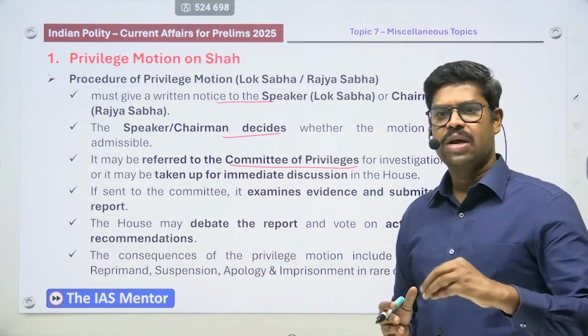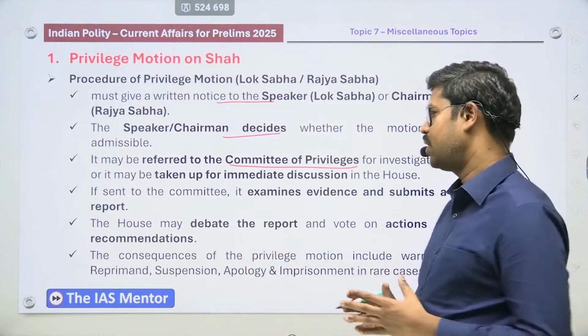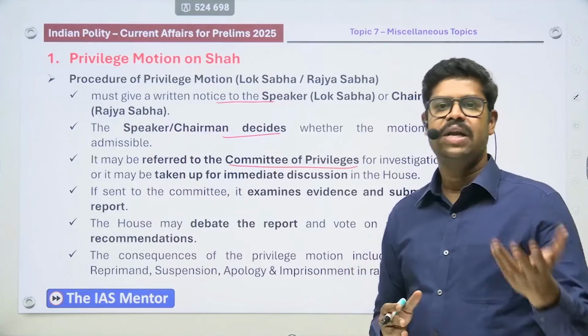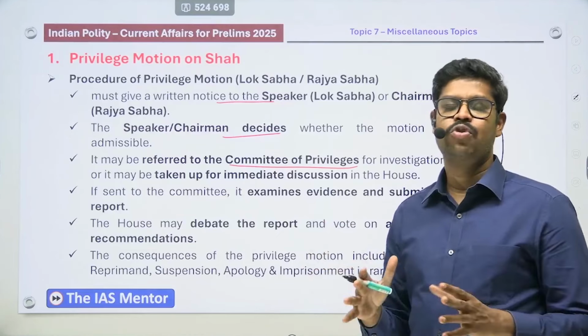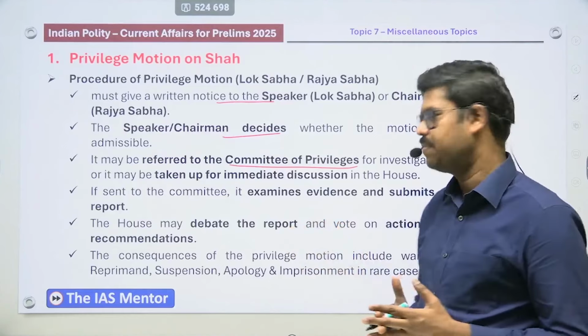If it is sent to the committee, it may examine and give the report back to the House, and further the House may debate on this particular matter. Finally, they may put it to vote and take appropriate action against a particular member.